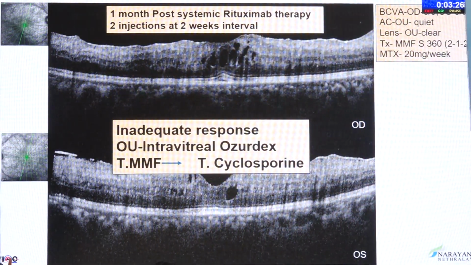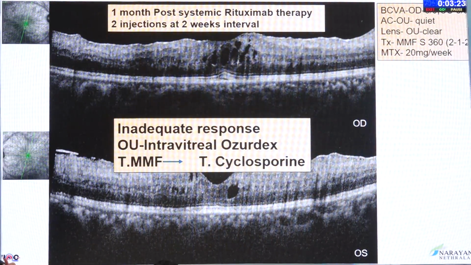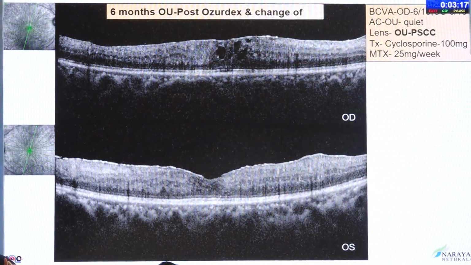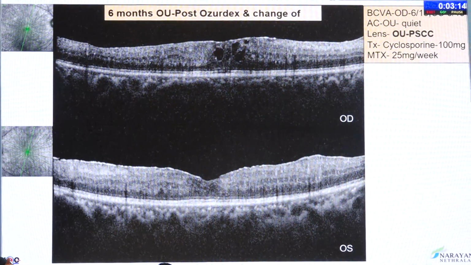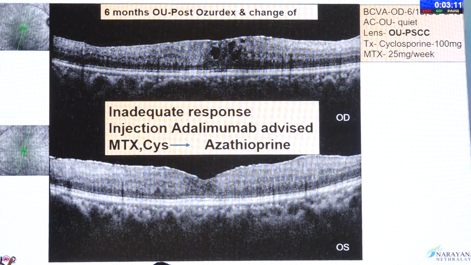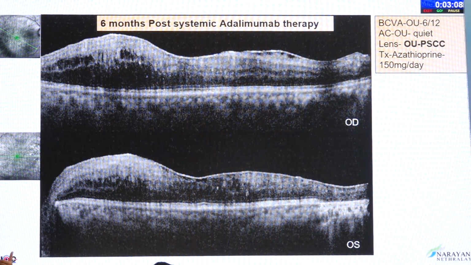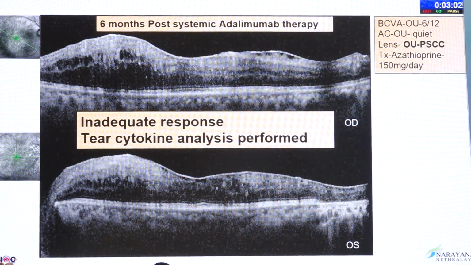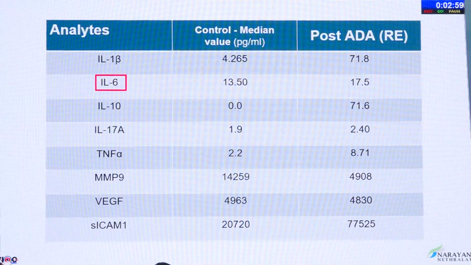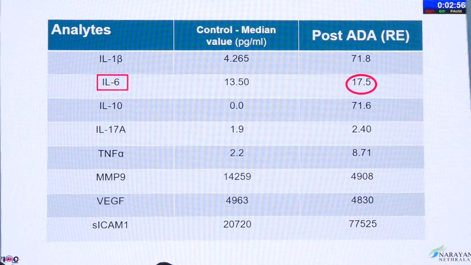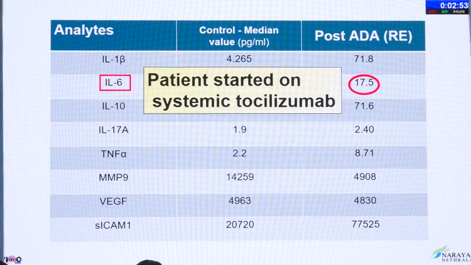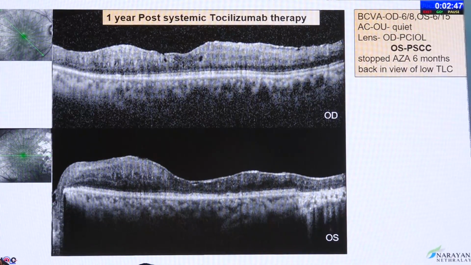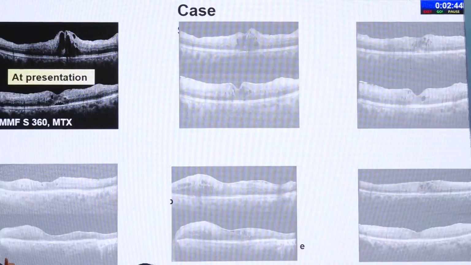We discussed and went ahead with intravitreal Ozurdex, and MMF was changed to cyclosporine. Following this we could see resolution of the macular edema. However, the patient became a steroid responder. Injection adalimumab was then started, but there was inadequate response to adalimumab also. So we did inflammatory cytokines from the aqueous, and we noticed interleukin-6 was elevated. Discussed with the rheumatologist, we started injection tocilizumab. Following tocilizumab, we could see resolution of the macular edema, and resolving edema in the right eye.